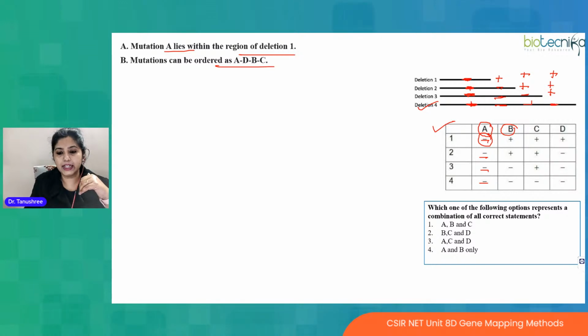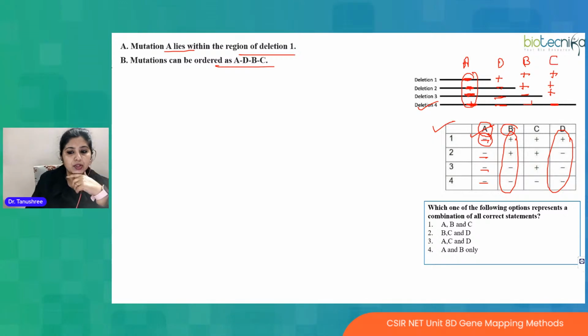So minus is indicating deletion, the inability to recover wild type, as I told you is mentioned in the question. So what is the order of mutations? Where do you see the pattern minus, minus, minus, minus? That is A. Where do you see the pattern plus, minus, minus, minus? That is D. Then plus, plus, minus, minus means this is B. And for C, it is plus, plus, plus, minus, so that should be C. So the order ADBC, yes, this is correct.